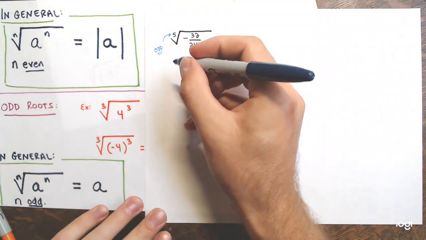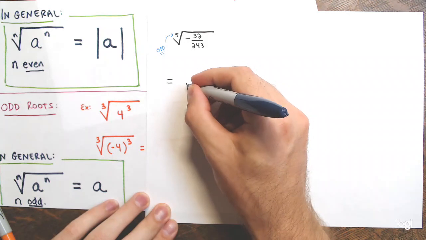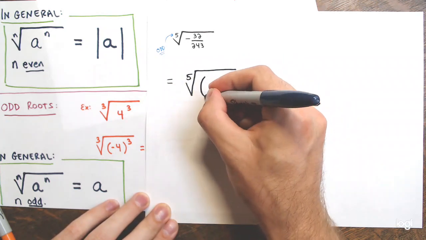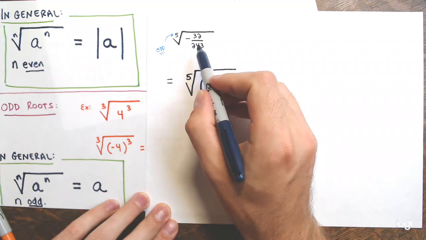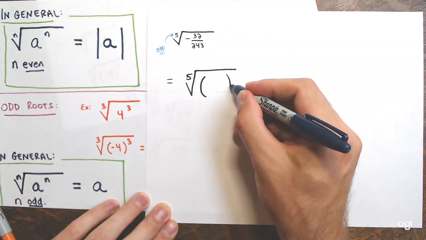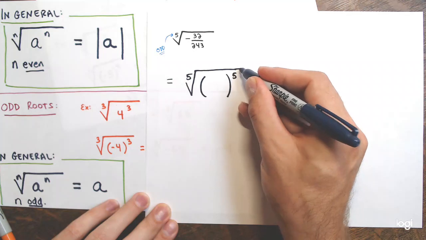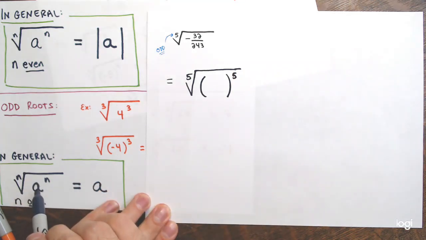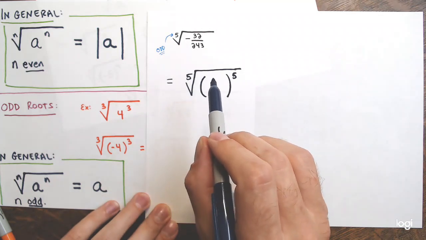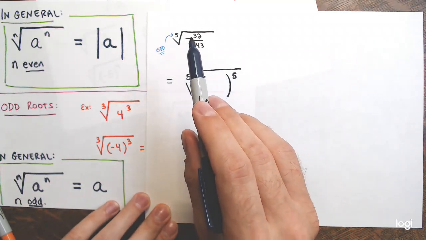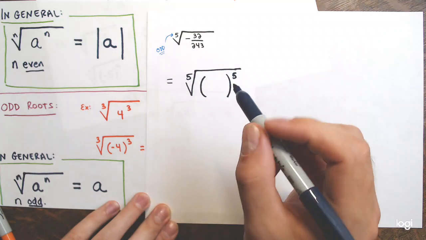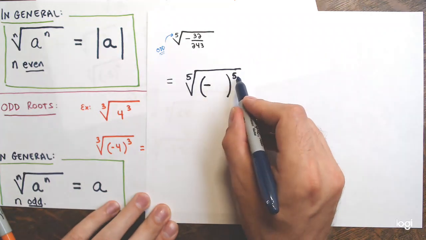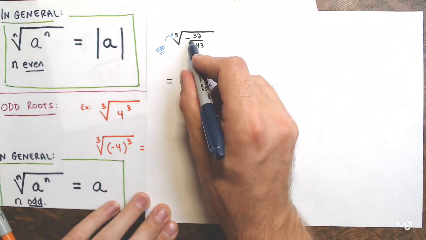So if you'd like, I'm going to rewrite this as the 5th root of, and then what's a number that I can raise to the 5th power, right? So I'm going to put something to the 5th power in here, just like down here. And I'm looking for that a, right? What's a number that I can raise to the 5th power to give me negative 32 243rds? And I already mentioned it. Well, first of all, it'll be negative, right? Because a negative number to an odd power will give me another negative number.